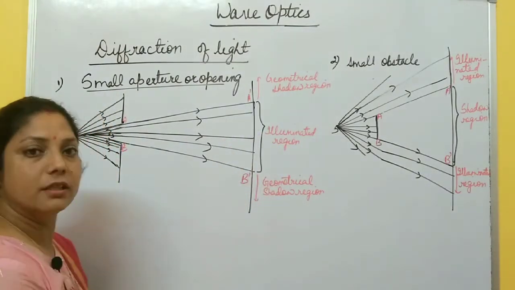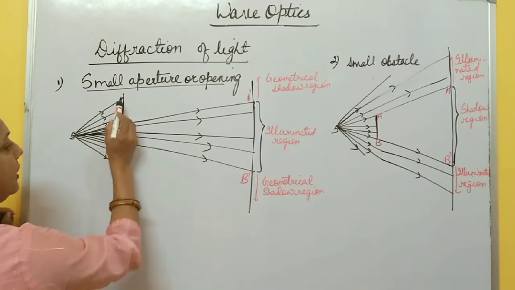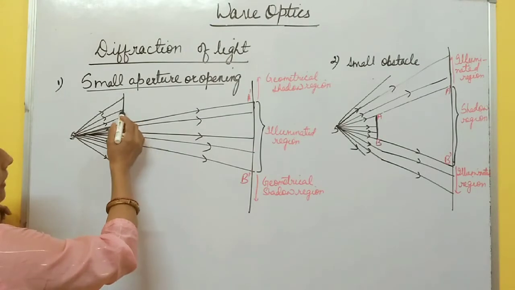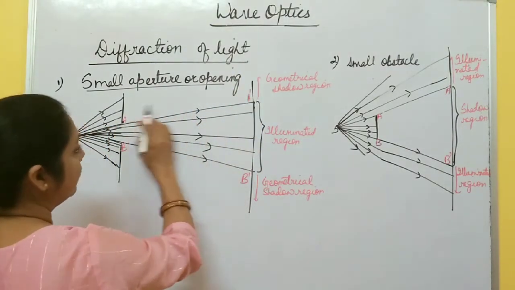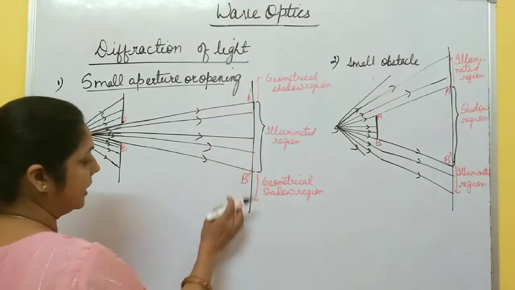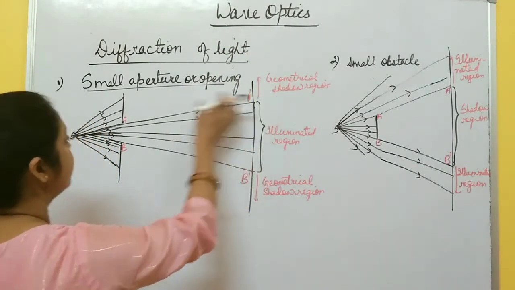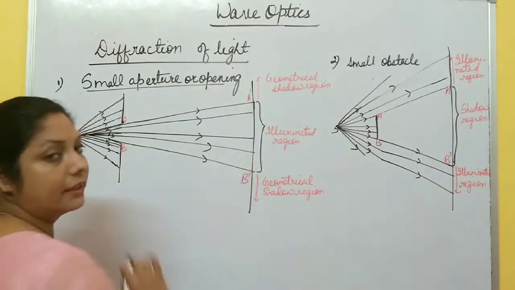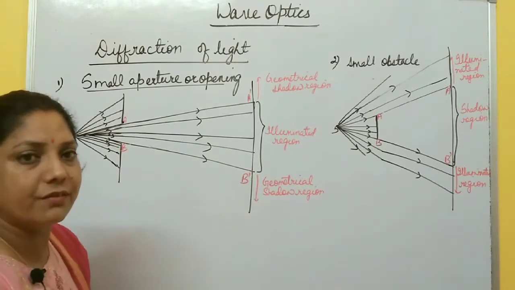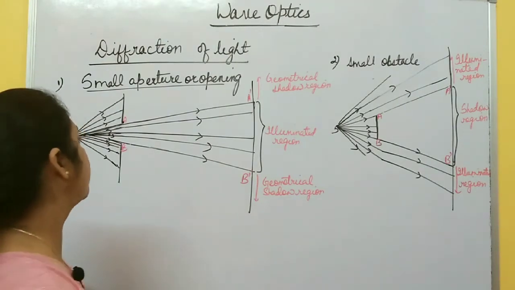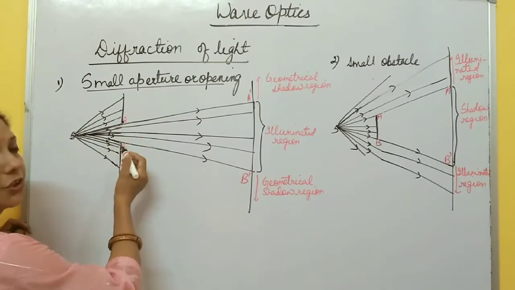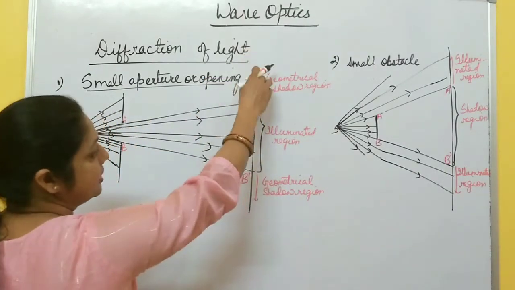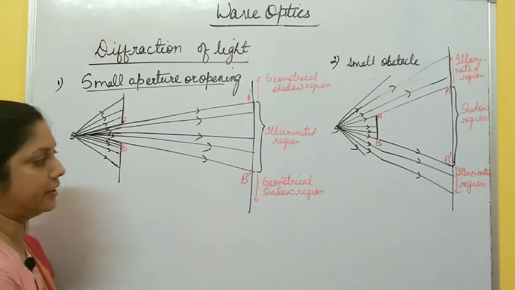Light reaches at this point, but when light reaches above A, like this point, does it cross it? No. And on the screen, above A dash and below B dash, there is a shadow of these regions. This is the geometrical shadow. It means light doesn't reach at this point, because light always travels in a straight line and does not bend its path. So in case of this small aperture or opening, an illuminated region is formed at the center and geometrical shadow regions are formed above and below the illuminated region, right?